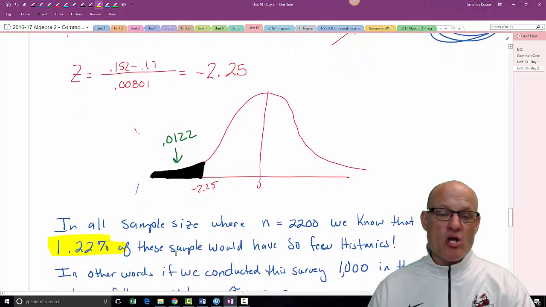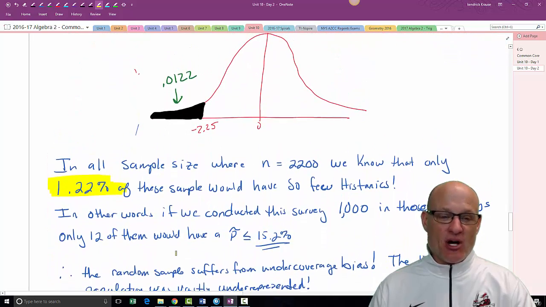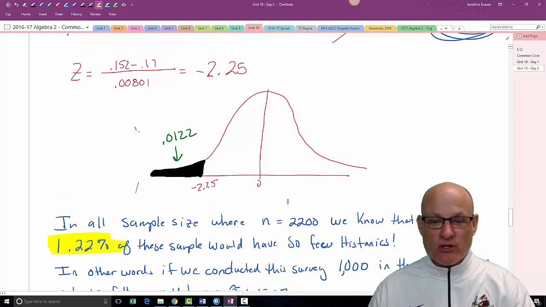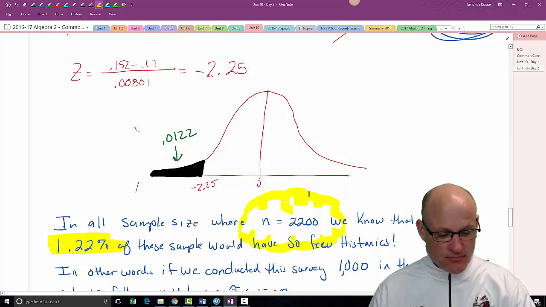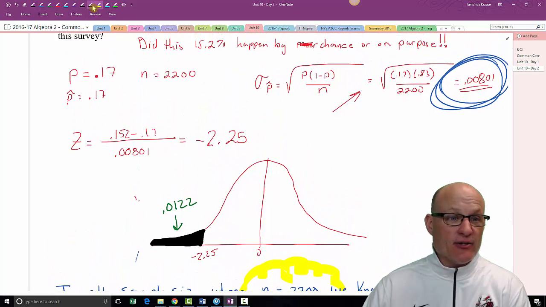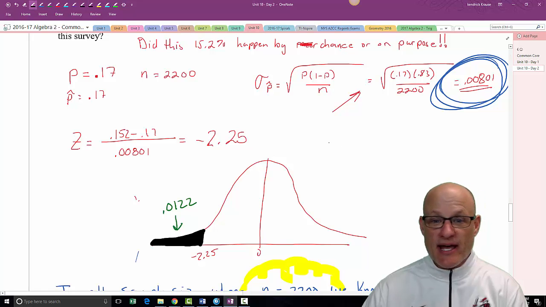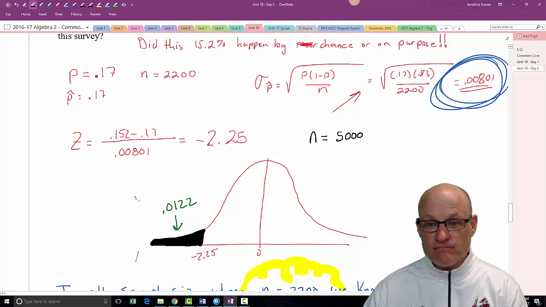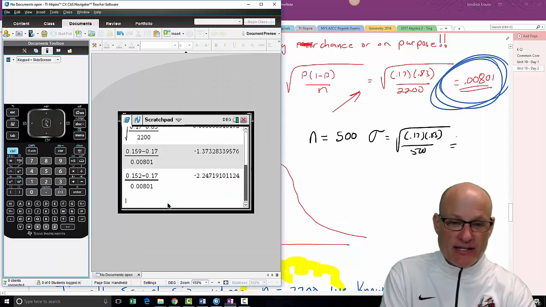Now, the reason it's so low and the reason it's such a small sample is because our N value was so ginormous, right? What would happen if we decreased that N value? Let's say we took that N value and we made N equal to only 500. Oh, not 500, let's say we took N equal to 500. So then we would have a standard deviation of the square root of 0.17 times 0.83 divided by 500. Let's see what that standard deviation is, and let's see what that does for us.